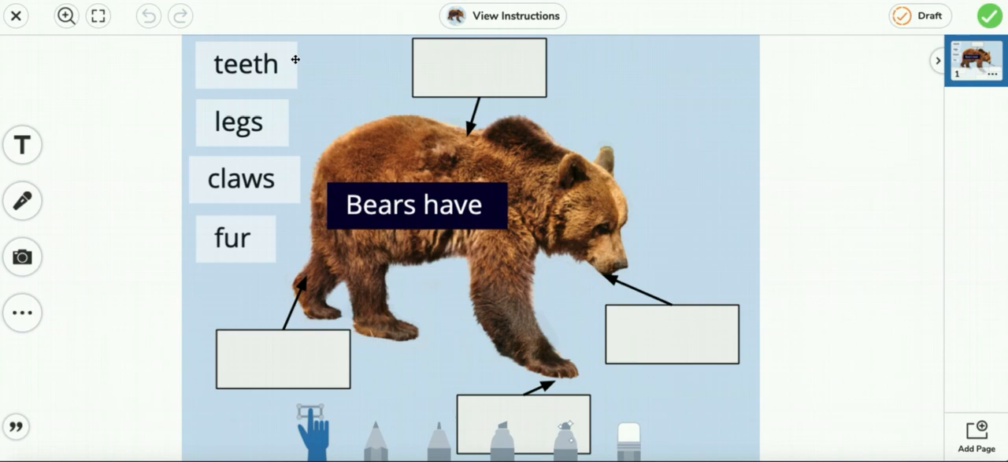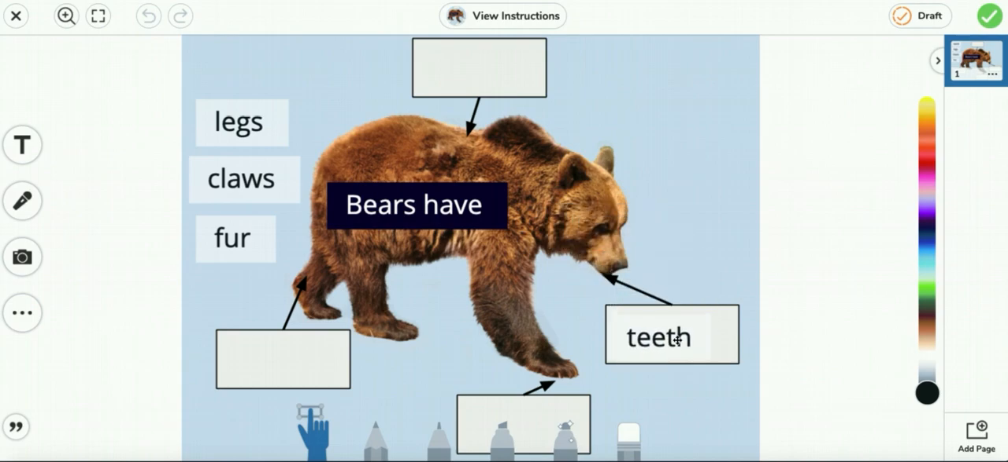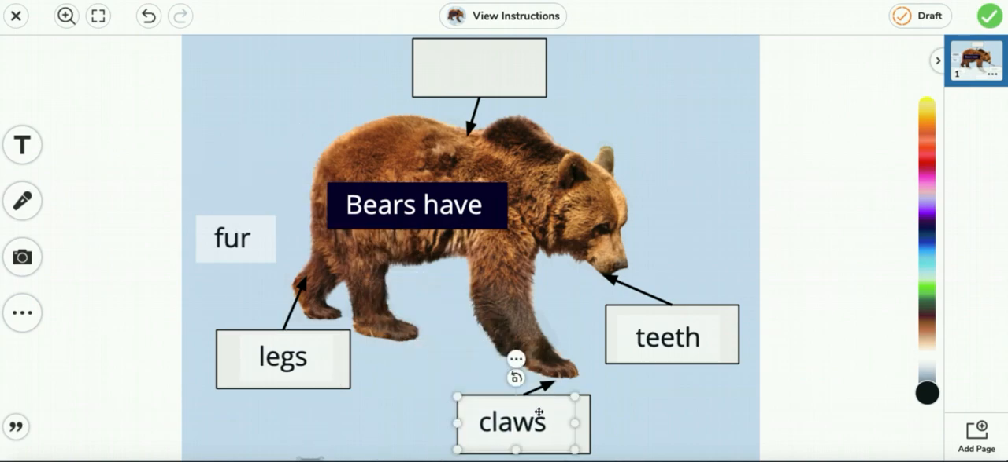Where do the teeth go? Yes. Okay, let's read the next word. Legs. Legs. Can you find the legs? Yes. Here are the legs. Next, let's sound it out. Claws. Claws. Can you find the claws? Yes, right here.